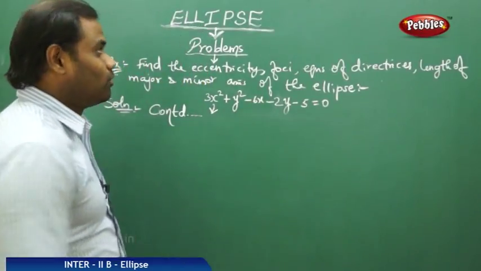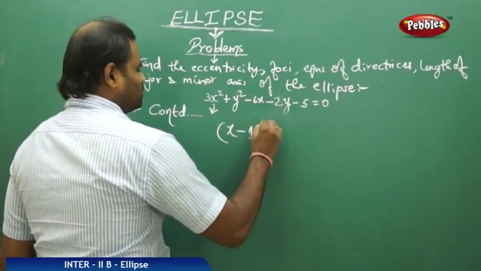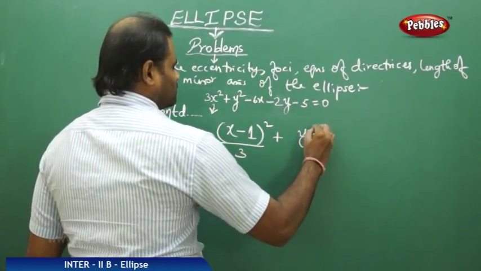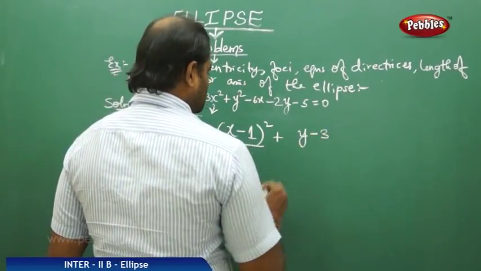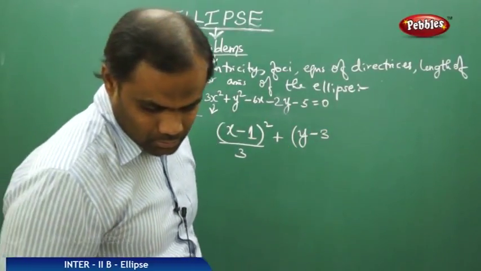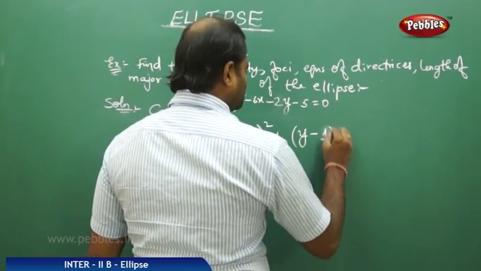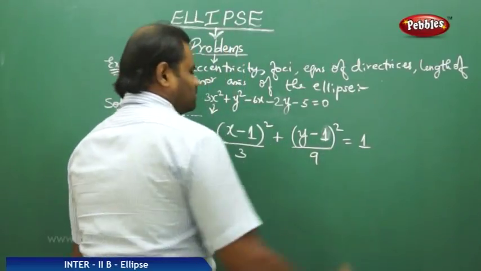Therefore, the simplified form I would get is (x minus 1) whole square by 3 plus (y minus 1) whole square by 9 equal to 1.